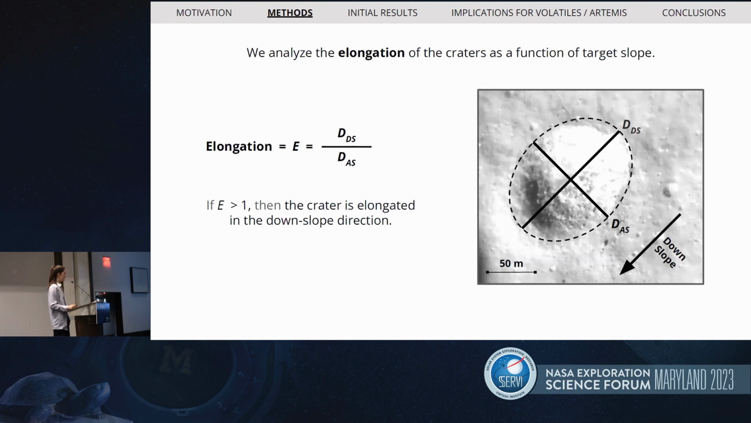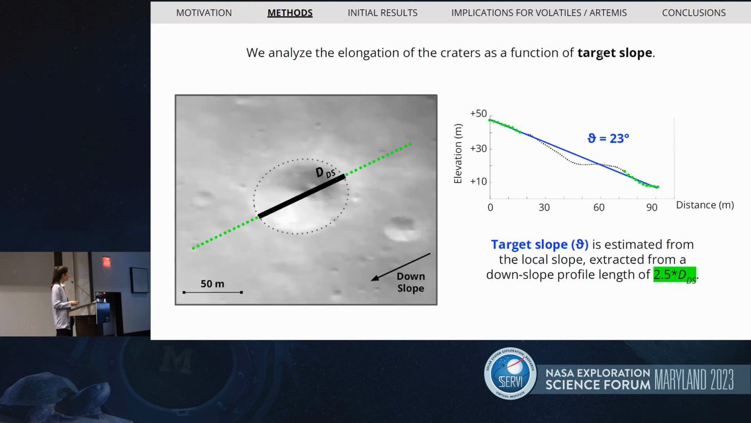So to analyze crater elongation, we're looking at the ratio of the crater diameter in the downslope direction to the crater diameter in the across slope direction, which is something we measure from 2 to 5 meter DTMs, digital terrain models. And so obviously by this equation, if your elongation value is greater than 1, it indicates that the crater is elongated in the downslope direction. And also for this analysis, we're assuming that present day topography can be a good proxy for the target slope when the crater formed. So we're estimating target slope from the topography just above and below the impact crater itself.